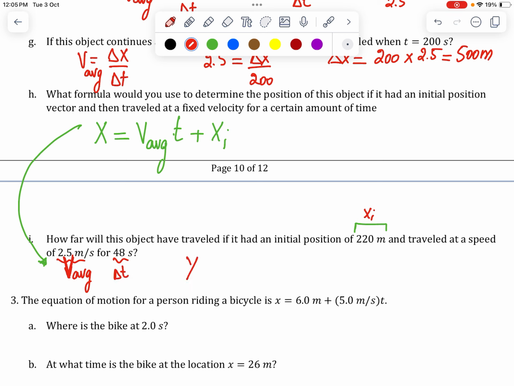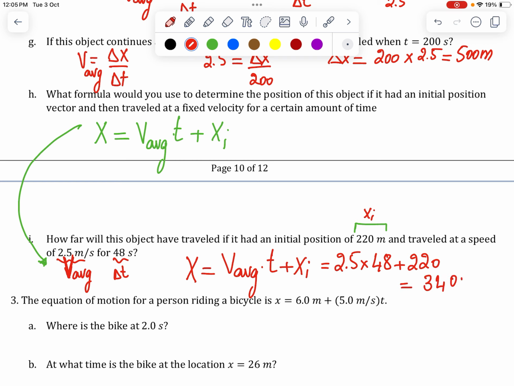Now finding the position by applying the equation of motion, multiplied by the time plus x initial, will give me 2.5 times 48 and the initial position 220, so the answer is 340 meters.